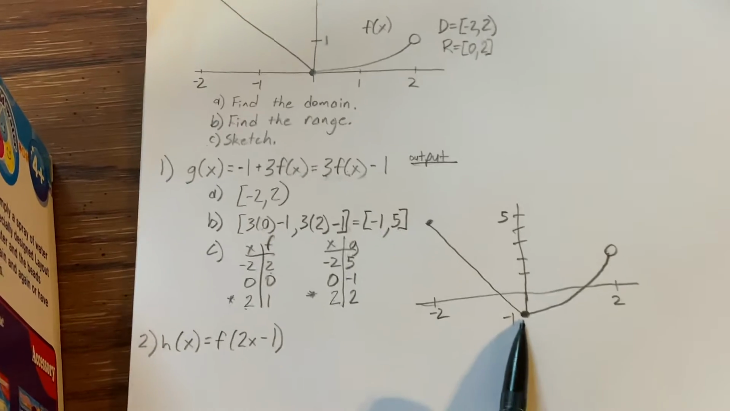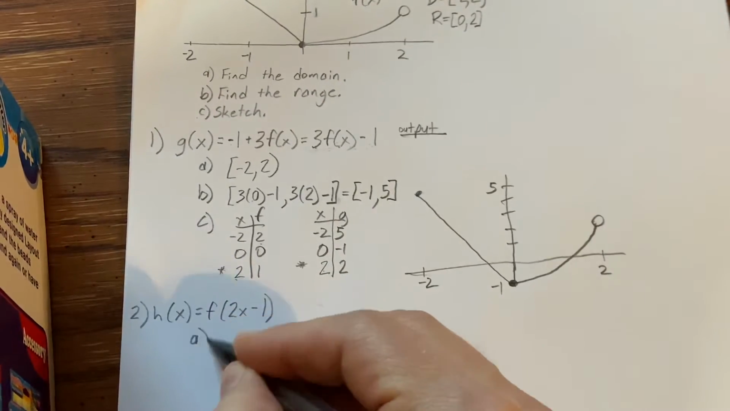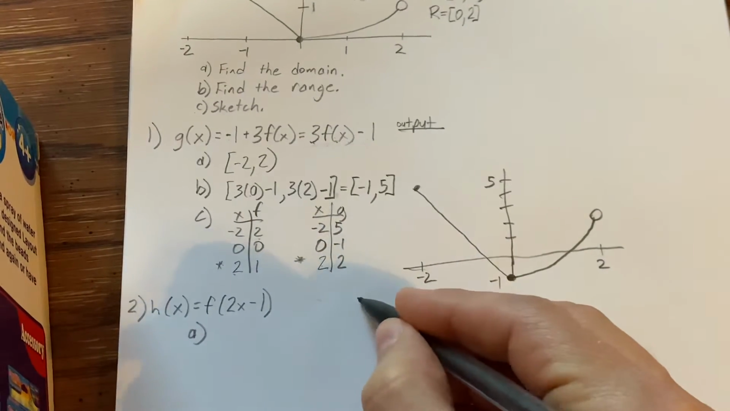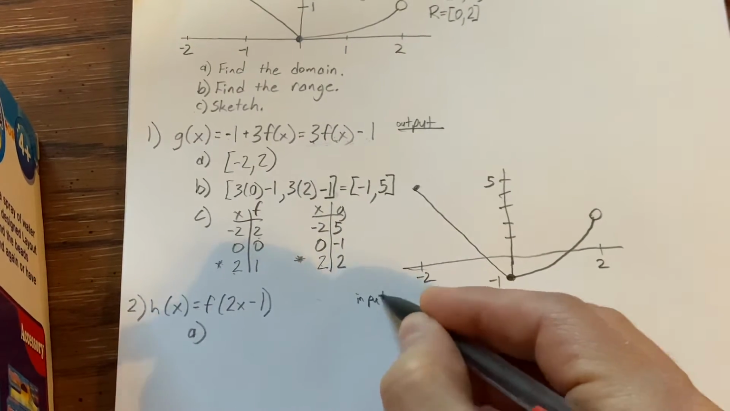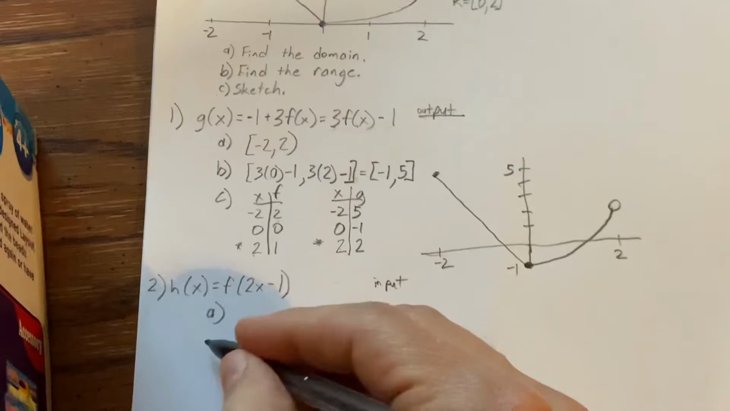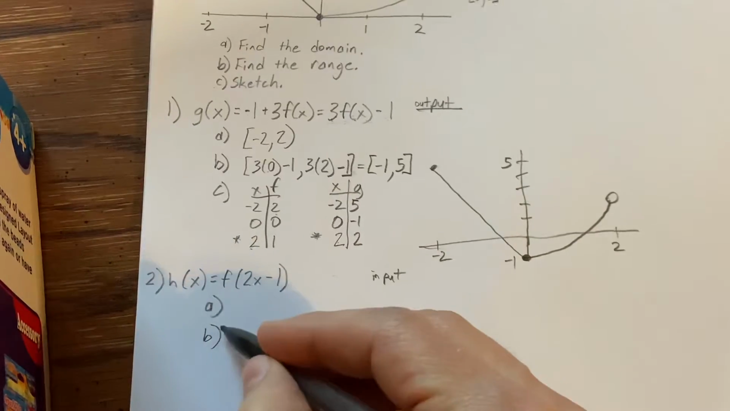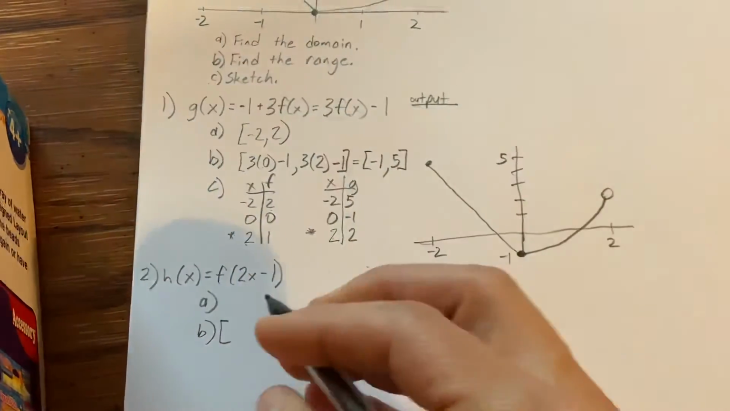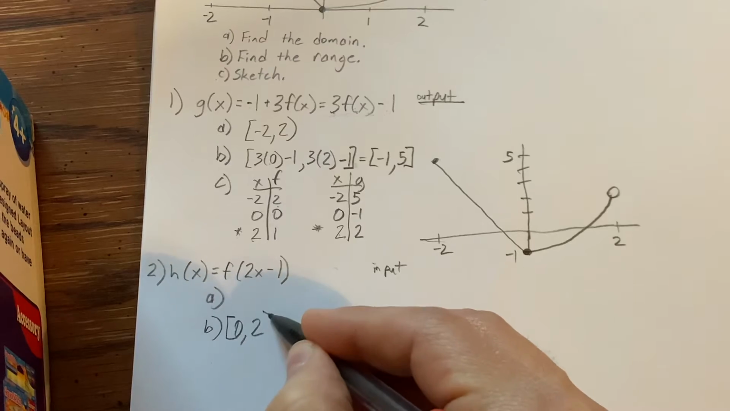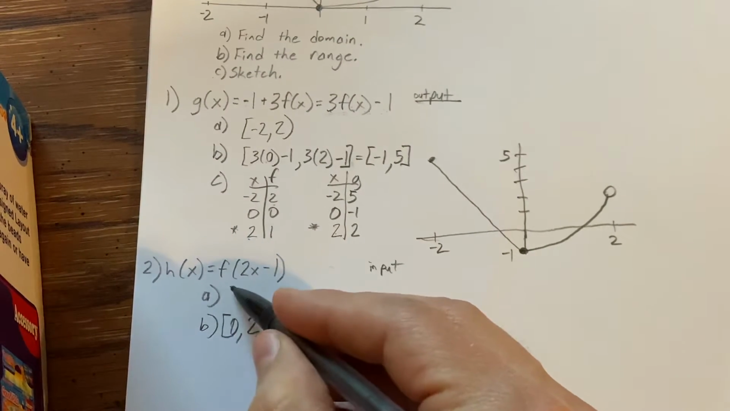Okay, so same thing, but now we're going to deal with the inside. Now the inside has to do with inputs. The game here is going to change the domain, but just a spoiler alert, it's not going to change the range at all. The outputs will be exactly the same. So going back to the original function, 0, 2, boop. But what are we going to do to the domain?